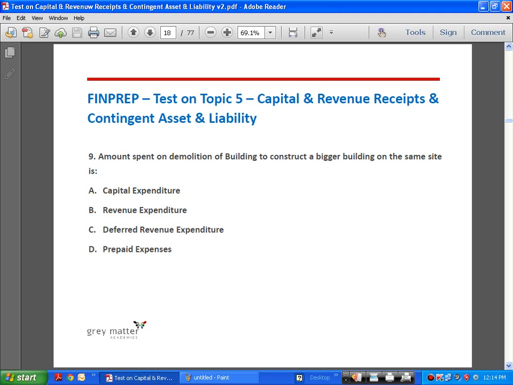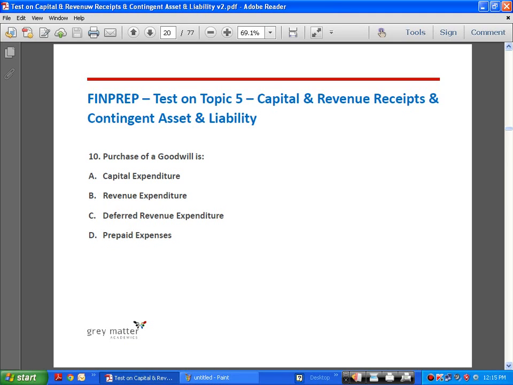Amount spent on demolition of building to construct a bigger building on the same site. See, unless we demolish an existing building, it is not possible to construct a new building. So the amount that is spent on demolishing the existing building in order to clear the place, level the ground, all the expenditure that is incurred on that is capital expenditure. It is going to get added to the cost of the new building that is going to come up. Such expenditure is necessary in order to make the new asset come into existence.